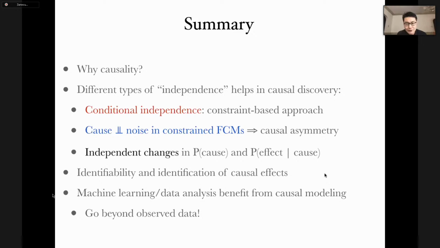And along this line of research, my colleagues in Germany and also some friends in Japan did a lot of work. The last thing is to make use of independent changes. Essentially, if you have distribution shift, you can make use of this property to discover causal information very easily. And you also had a very quick look at the identifiability and identification of causal effects. Finally, the remark is, even if you just want to do machine learning and data analysis, if the environment is complex, then usually you can benefit from causal modeling, because the causal model can allow us to go beyond the observed data, to have something very general, very fundamental that can be used to generalize.